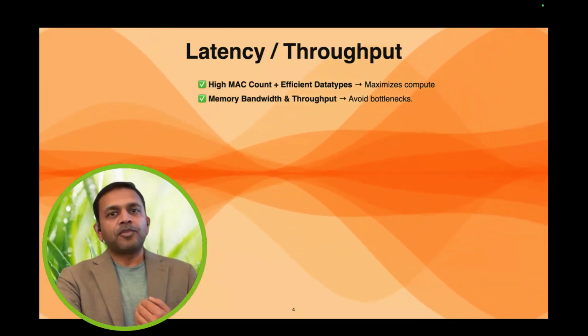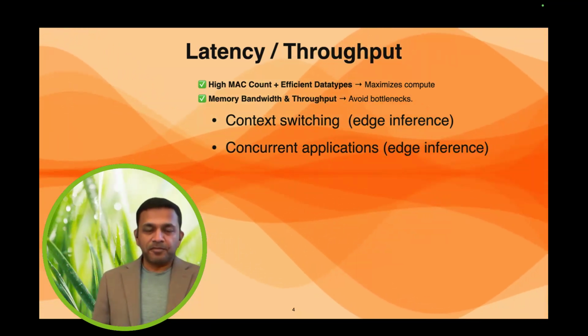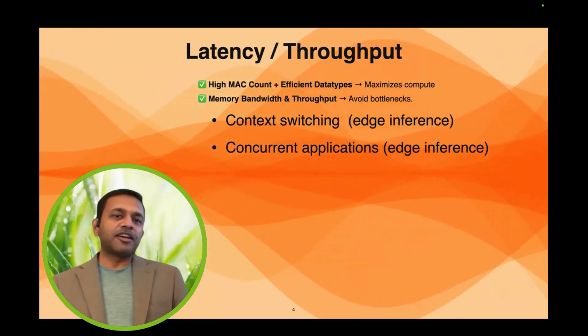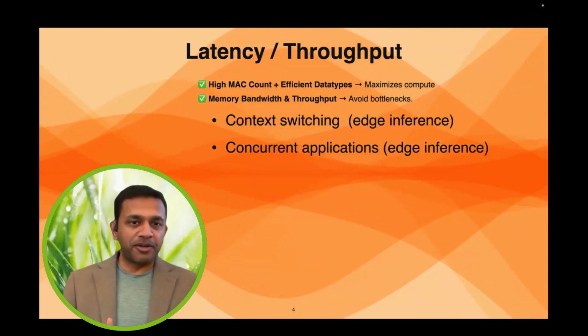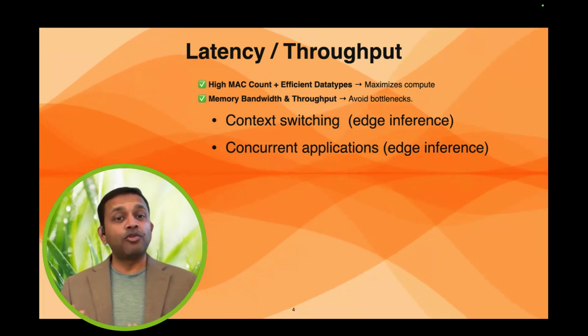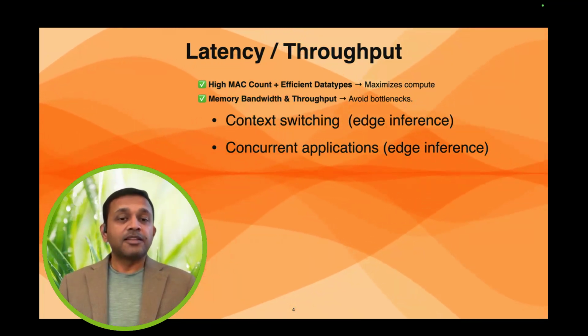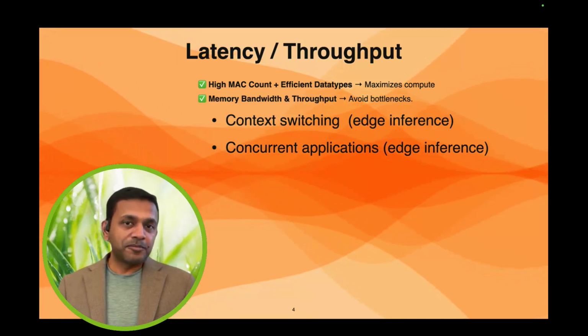But is that it? No. For the edge devices case, there are two things, context switching and concurrent applications. They form an important requirement. For example, you take a phone, at a given time, there can be 4 or 5 applications that would be needing to do some kind of an ML compute.